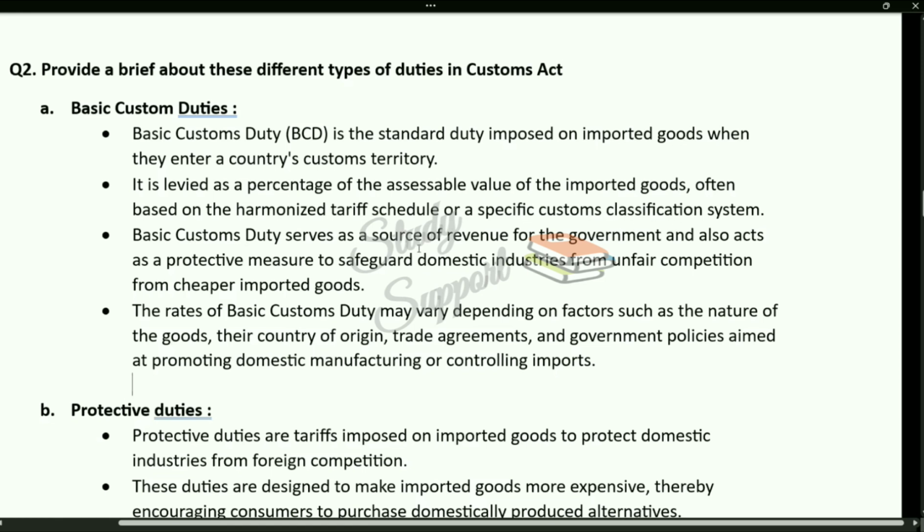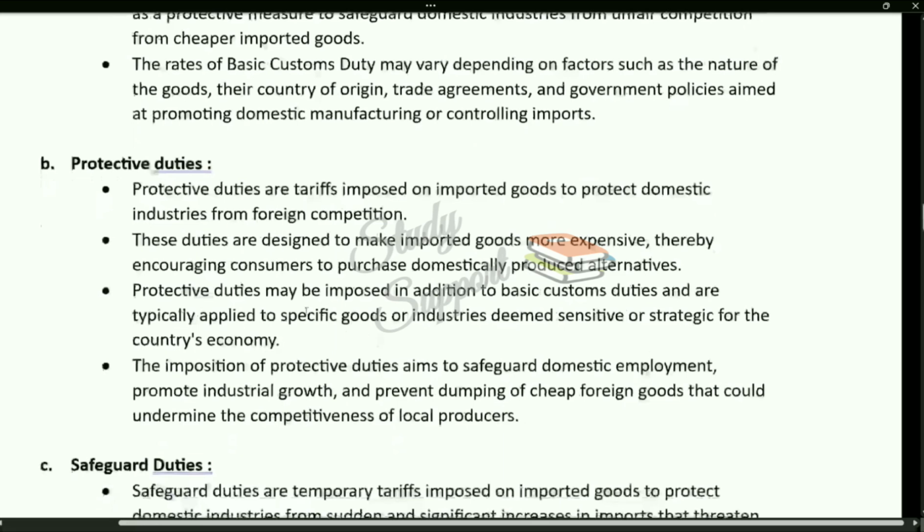Basic customs duty serves as a source of revenue for the government and also acts as a protective measure to safeguard domestic industries from unfair competition from cheaper imported goods. The rates of basic customs duty may vary depending on factors such as the nature of the goods, their country of origin, trade agreements, and government policies aimed at promoting domestic manufacturing or controlling imports. B. Protective duties.